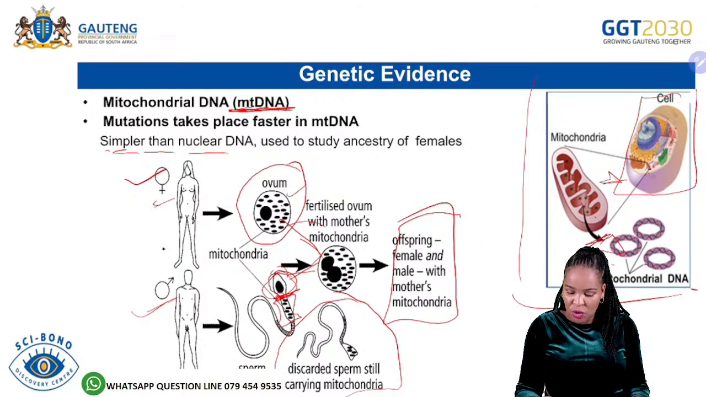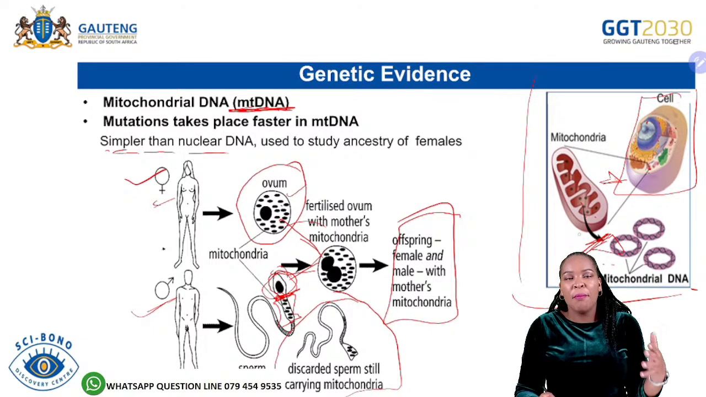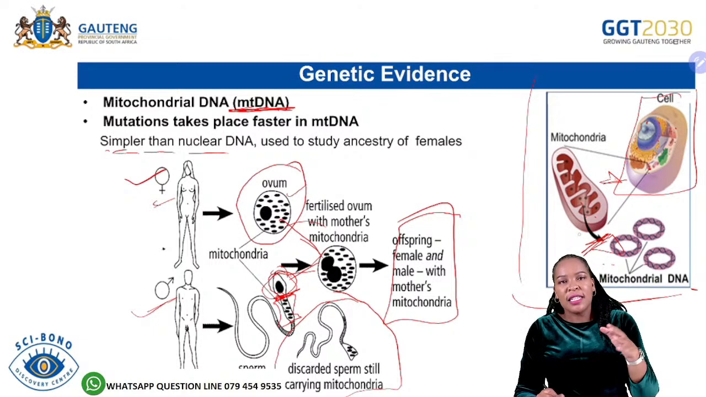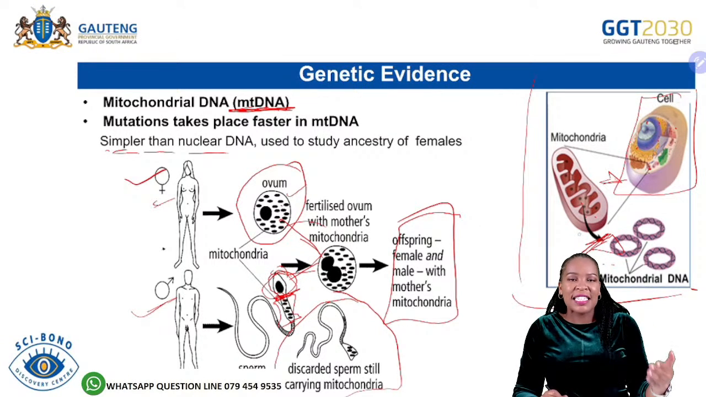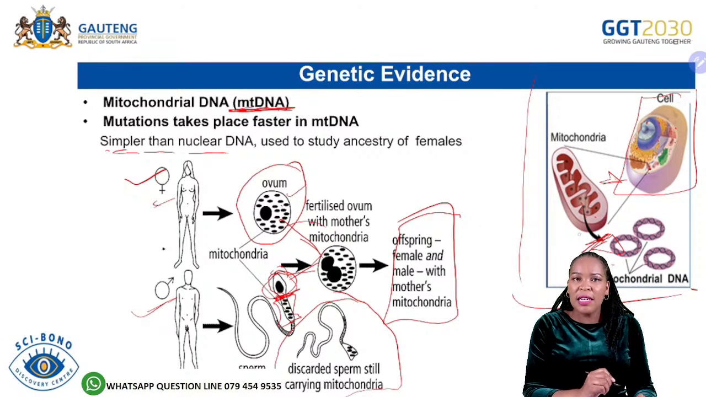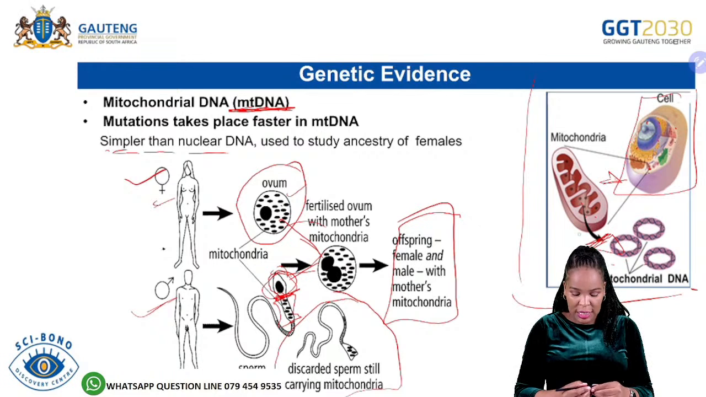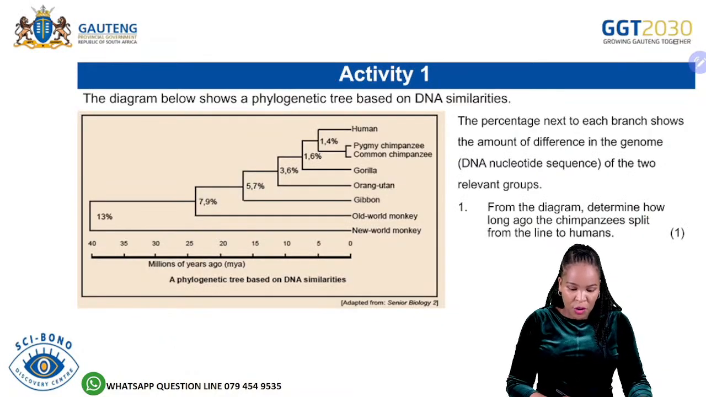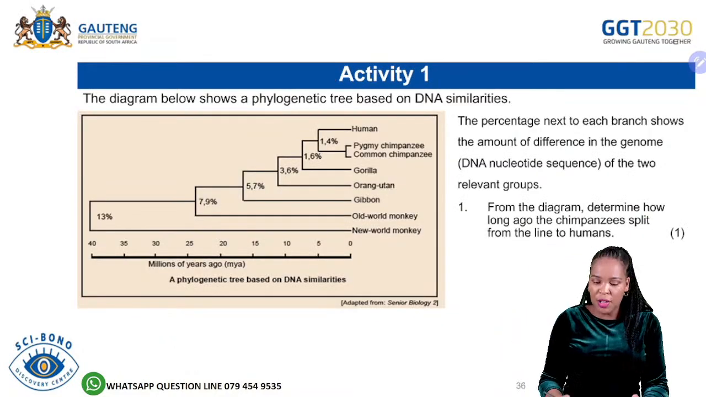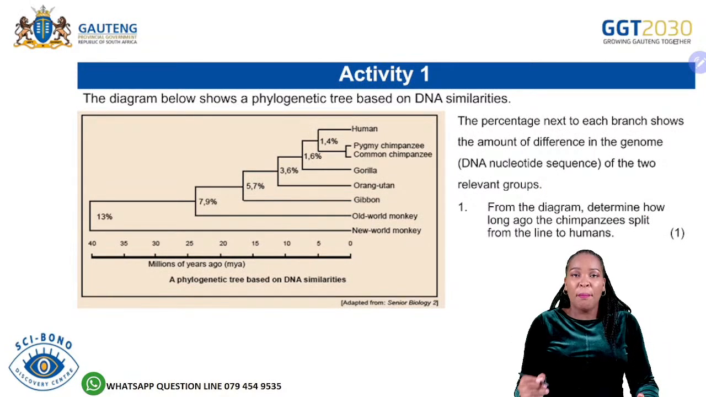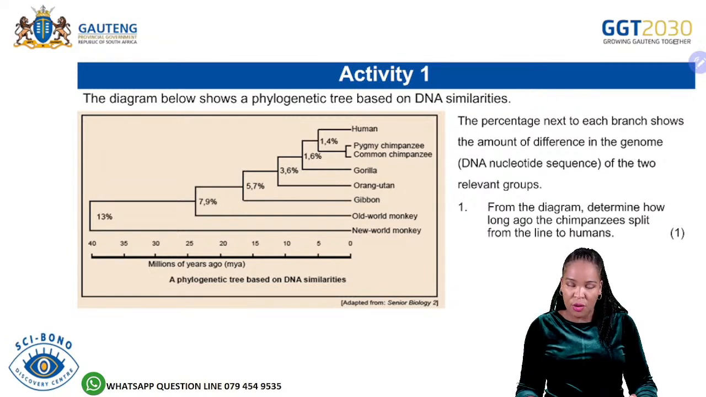And now we use this as a line of evidence only with the females. Only the females' mitochondrial DNA can be used as evidence to support ancestry or relatedness, because the zygote does not have the mitochondrial DNA of the males. I hope that story is clear. Right, moving on to the first activity. With genetic evidence, there's not really much, but you just need to know that we use that to support. It is a line of support for our theory of evolution.